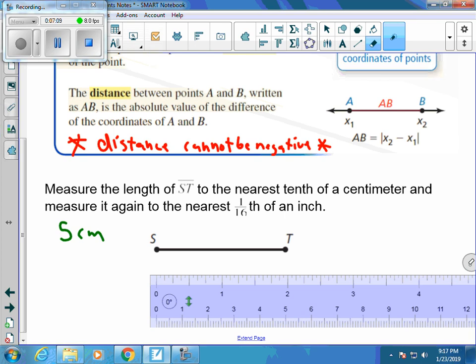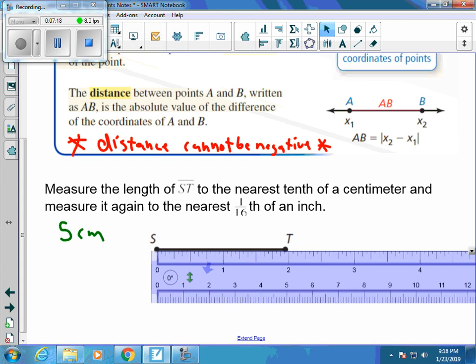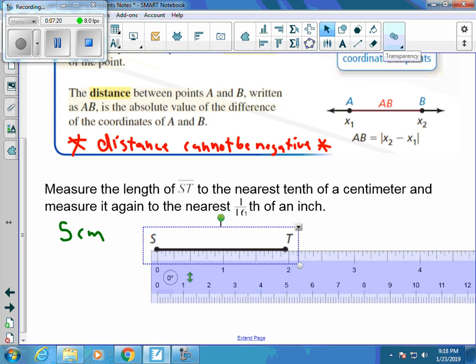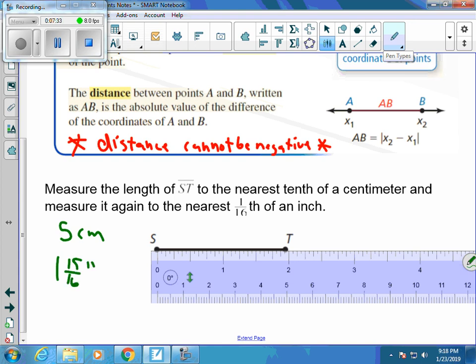Okay, so if I were to take my ruler again and throw it up here, I kind of luck out because I can't quite tell if it's 2, so we actually won't call this 2. I'm going to call this 1 15/16 of an inch. And again, as Mr. Hughes has talked about, the symbol for inches is those 2 little marks up at the top.